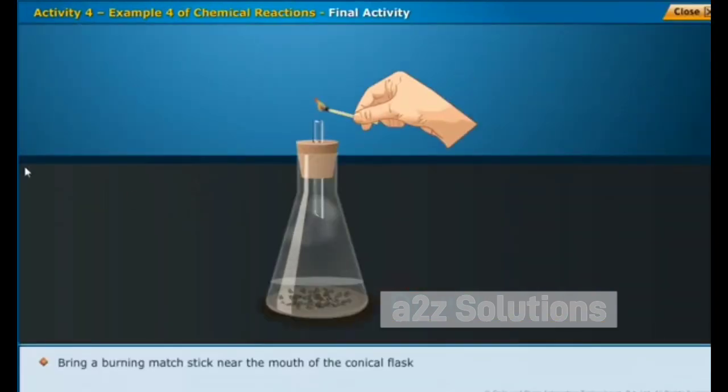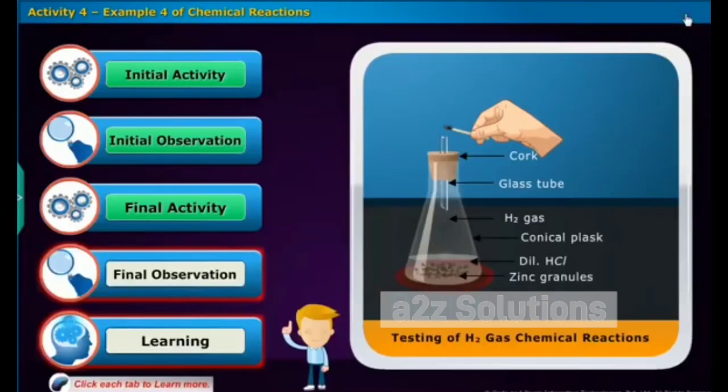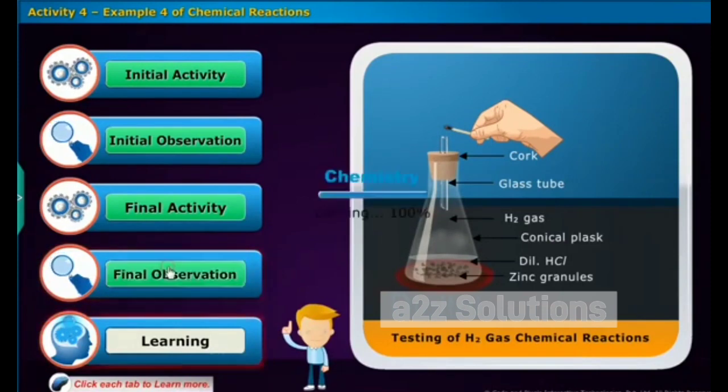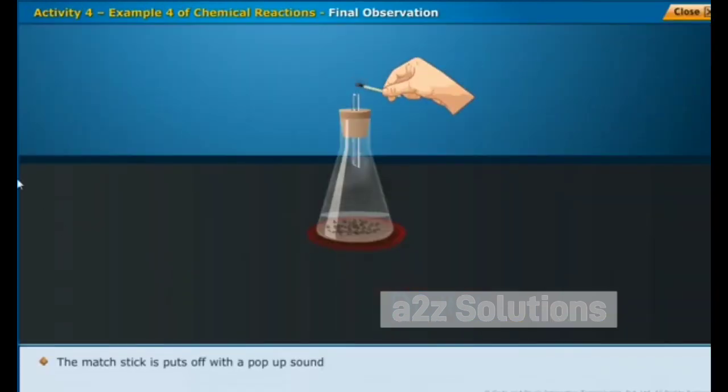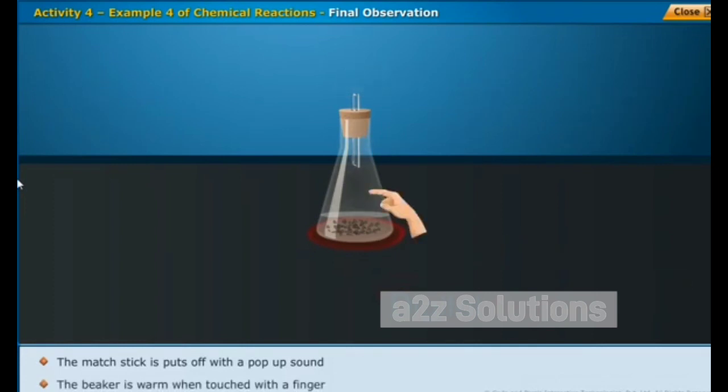Bring a burning matchstick near the mouth of the conical flask. The matchstick is put off with a pop sound. The beaker is warm when touched with a finger.